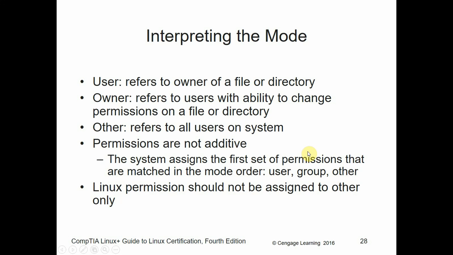User refers to the owner of the file or directory. Owner refers to the user with the ability to change permission on the file or directory. Other refers to all users on a system. Permissions are not additive. The system assigns the first set of permissions that are matched in the mode order. Linux permissions should not be assigned to other only.